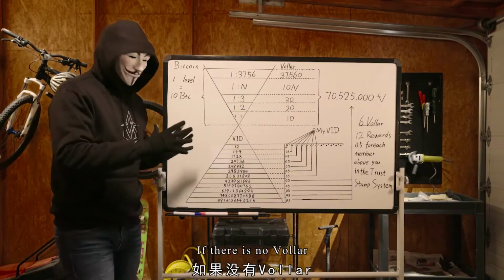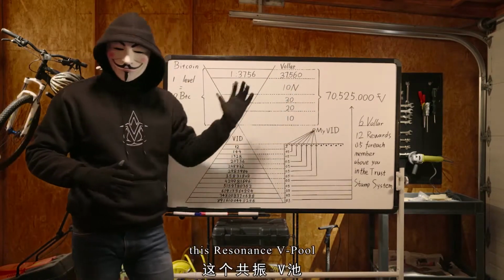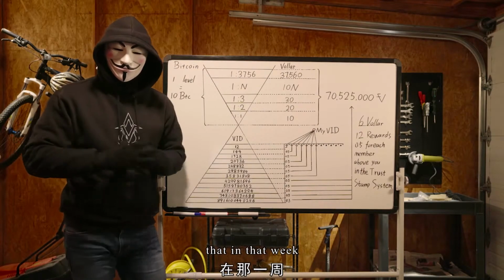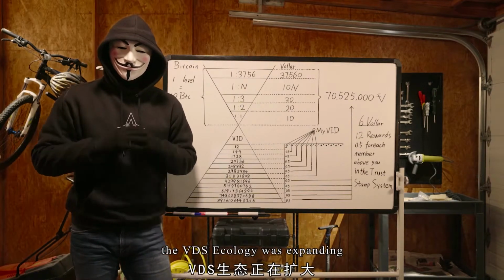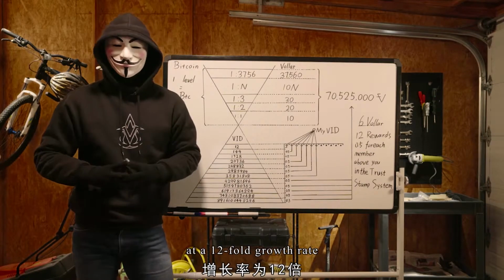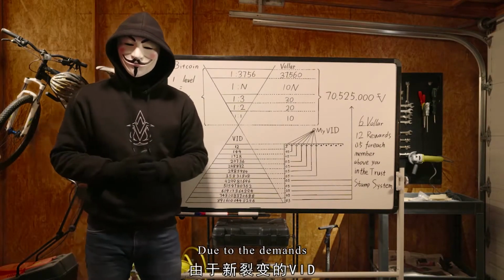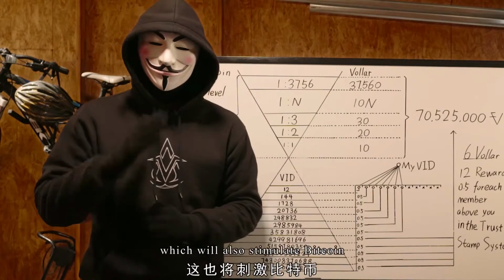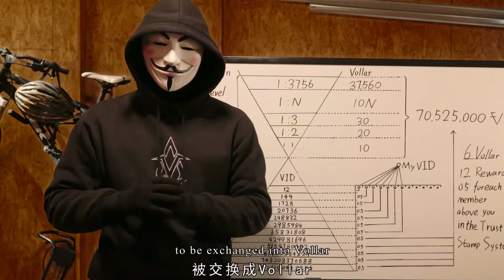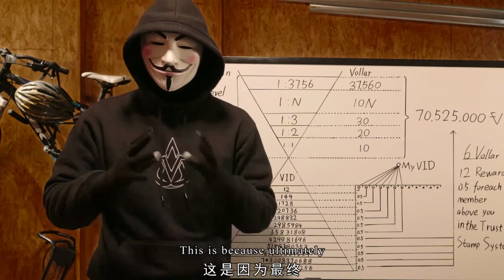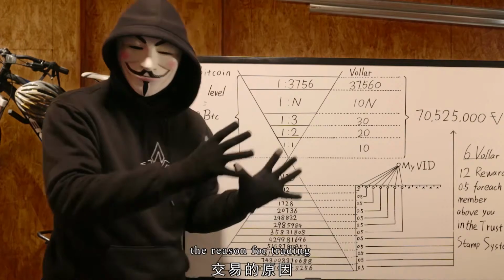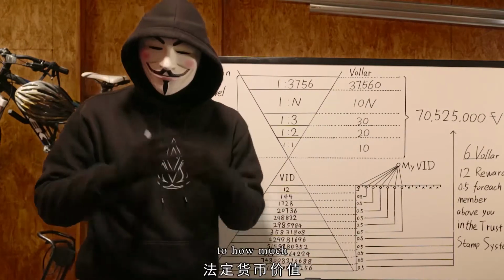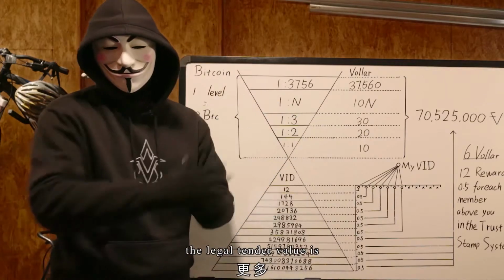Now, if there's no Voller going into this Resonance V pool, it should be clarified that this means that in that week, the VDS ecology was expanding at a 12-fold growth rate. Due to the demands of newly fissioned VIDs, Voller's price will increase, which will also stimulate Bitcoin to be exchanged into Voller. This is because, ultimately, the reason for trading is that you can trade in for more compared to how much the legal tender value is.